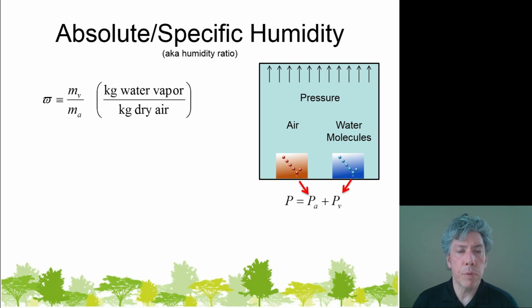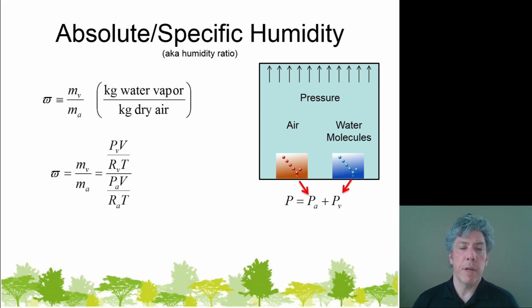So the total pressure being generated is simply the sum of the pressure generated by the air and the water vapor. And so we call these pressures PA, the pressure generated by the air, and PV, the pressure generated by the water vapor, thus the V. We call those partial pressures. So it's the part of the pressure that's due to that particular component in the mixture.